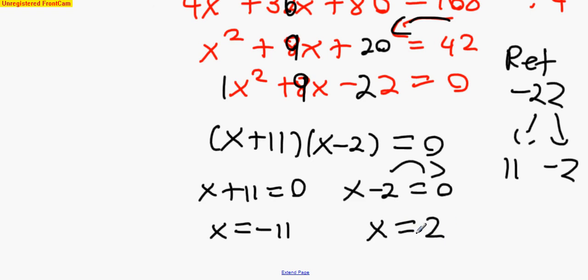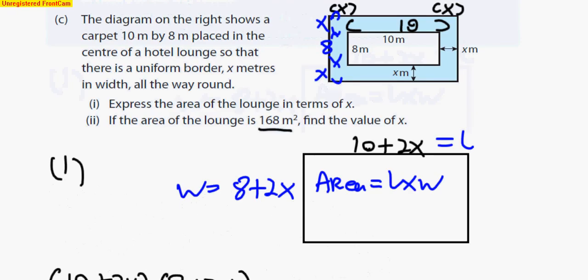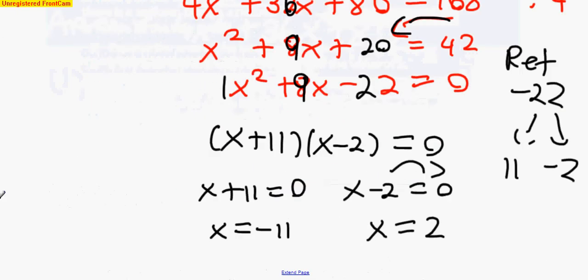Okay, so two answers for that question. However, length can't be negative, so therefore it has to be positive. So the correct answer is this one here.